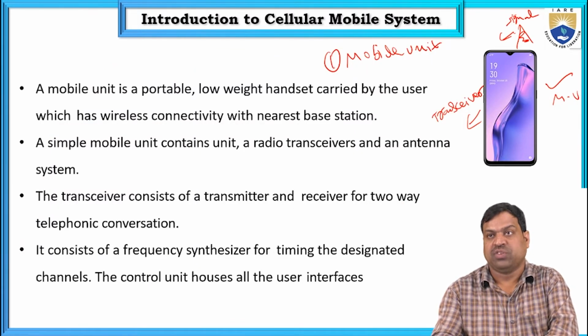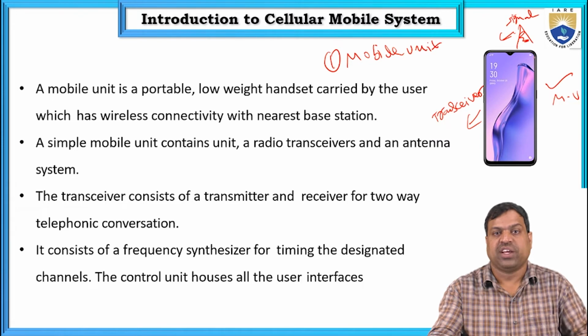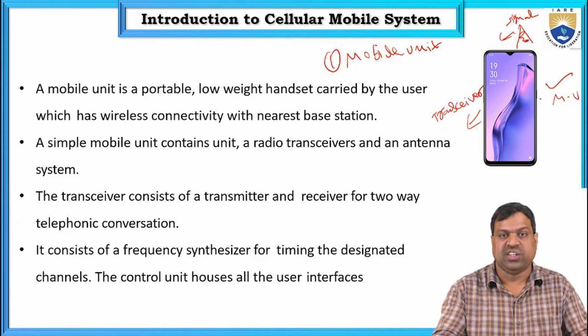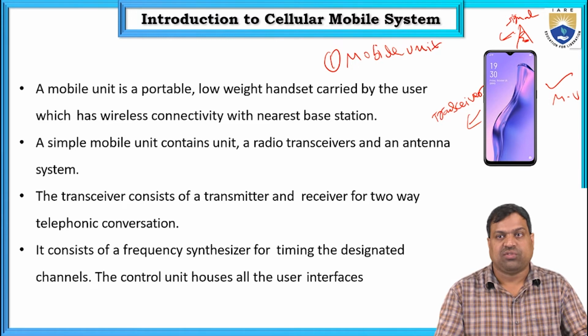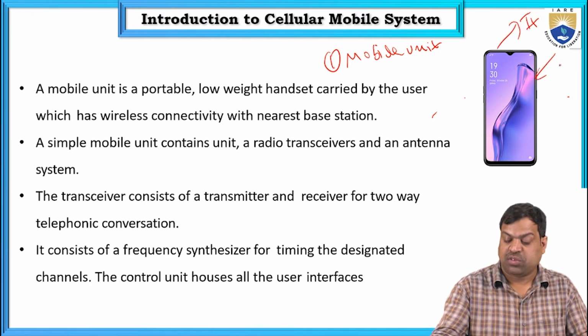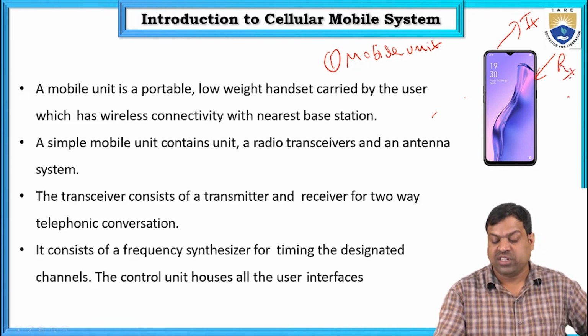Here also, in mobile phones, we get uplink and downlink frequencies. So every mobile phone has an antenna, and this antenna works as a transceiver, transmitting and receiving. A simple mobile unit consists of a radio transceiver and an antenna system, and a transceiver consists of a transmitter and a receiver of a two-way telephone system. This telephone works as a transmitter and as a receiver. So that is the reason it is a transceiver.